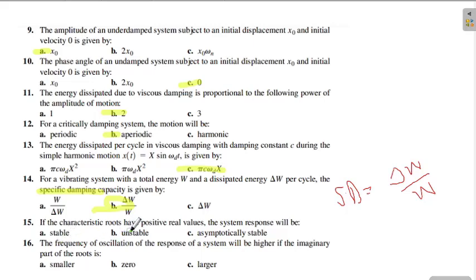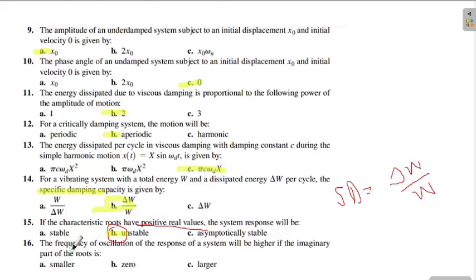If the characteristic roots have positive real values, the system response will be, if the system has positive real values, then it will be unstable. MCQs have also been asked, if it has negative real values, then the system will be stable. So here it is asked positive real values and it is unstable.